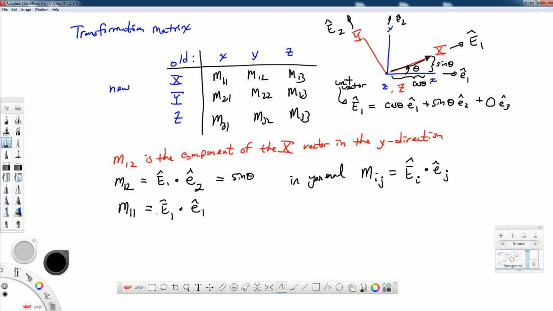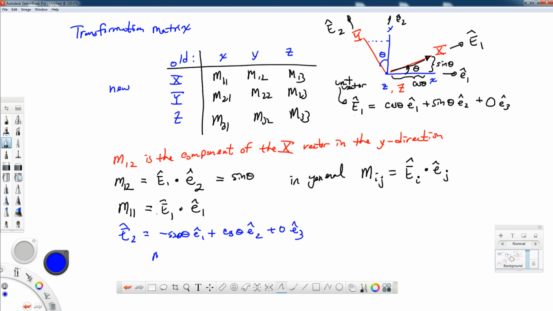And the reason why those aren't necessarily the same is we can take a look at E hat 2. Let's go ahead and write down what E hat 2 is equal to. This is the same angle theta. I would go in the minus x direction, the minus E hat 1 direction. I would go minus sine theta in the E hat 1 direction, and I would go up positive cosine theta in the E hat 2 direction, and then 0 in the E hat 3.